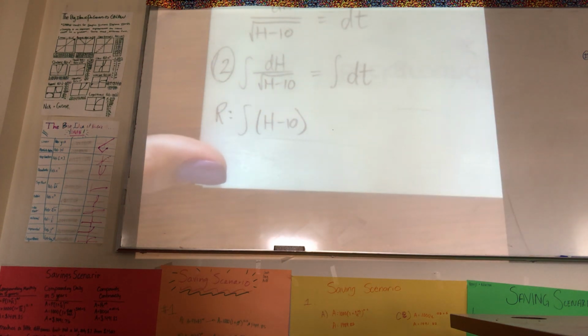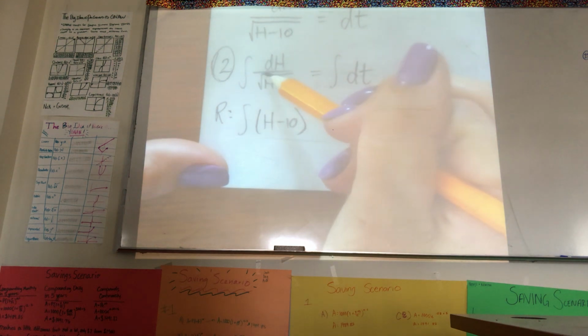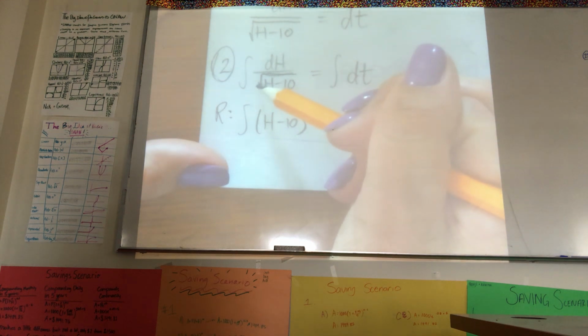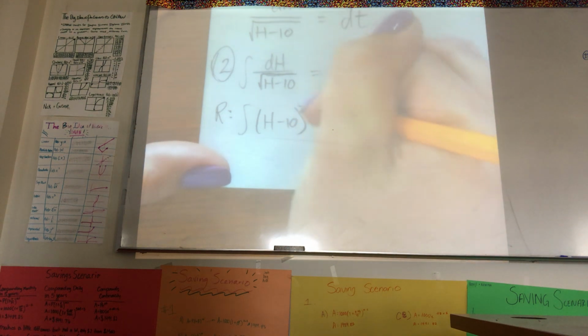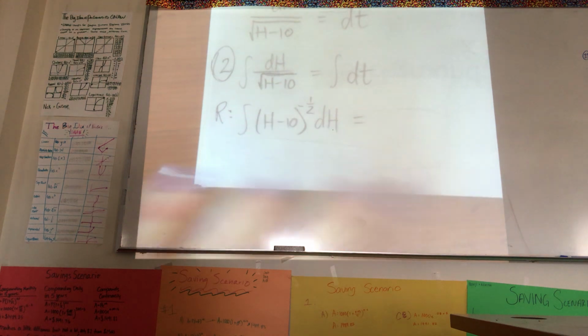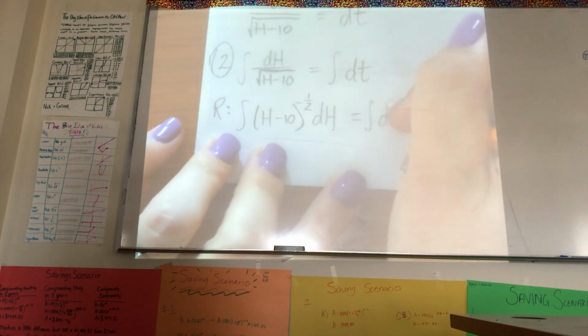Wait, it's what? I'm rewriting this. I'm taking my square root out. But I'm not done yet. I need an exponent here. So a square root is a half, right? And denominators are negatives. So negative a half, not negative 2. And then my dh is just dh. Oh, I thought you were getting rid of the dh. Yeah, fair. Oh, that's kind of pretty. So equals the integral of just dt.